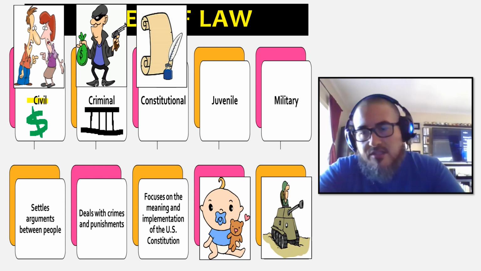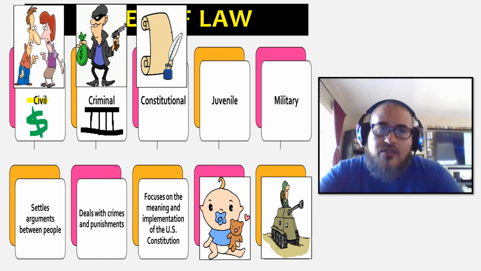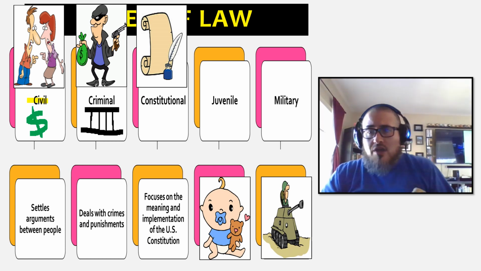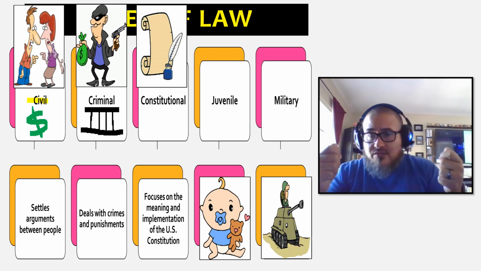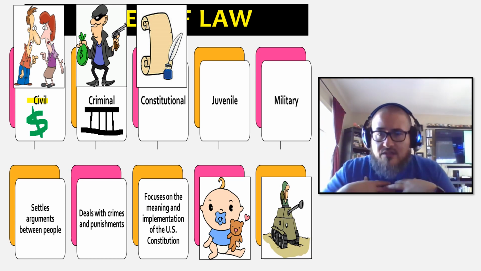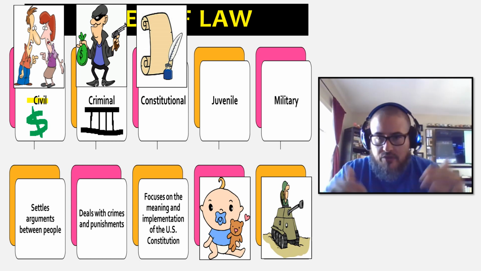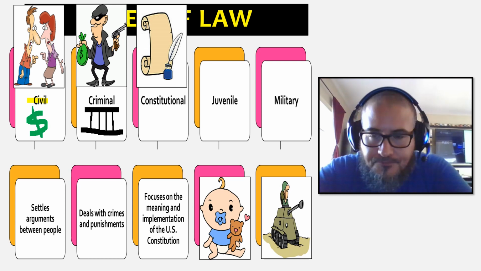Constitutional law exists to settle those questions, focusing on what the Constitution means, what type of rights we have, and how we balance between our rights and the needs of society. The rights of the individual and the needs of society is basically a large topic within constitutional law.